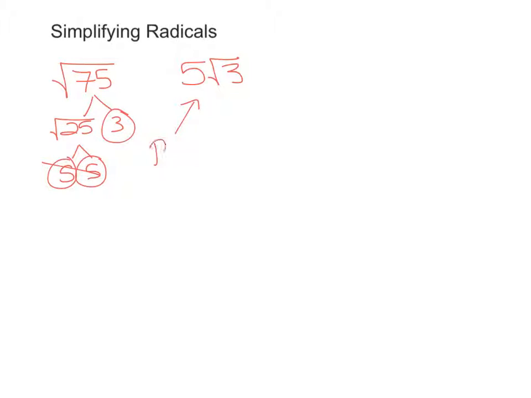Your pairs go on the outside. That 5 represents one pair of 5s. The leftover numbers, the leftover prime numbers, go on the inside.